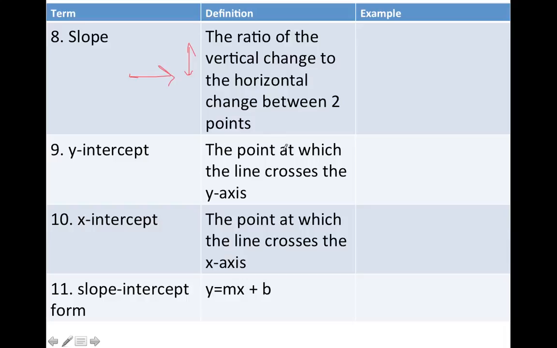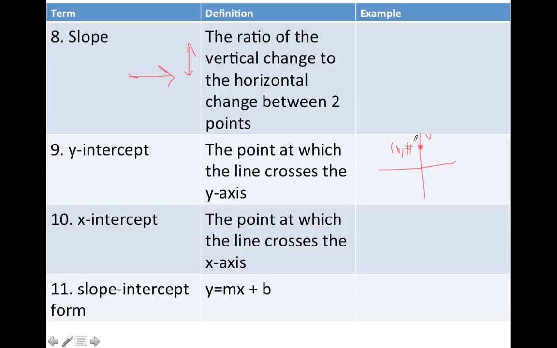Y-intercept is the point at which the line crosses the y-axis. So remember, we have our x and our y-axes. Our y is the vertical axis, and it'd be any point that sits on the y-axis, and that means our x value is 0 because we aren't going left and right of it. So we have 0, and we'll have any number for our y.